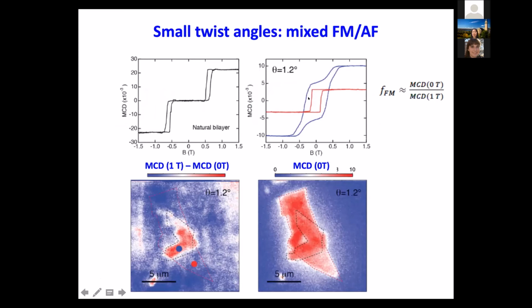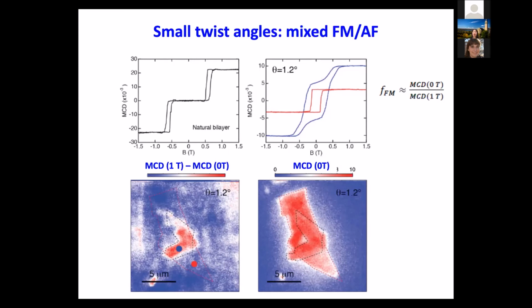It's kind of a mixture of the two, because you see here, there's this spin flip transition, but then we have remnant magnetization at the zero field. So this looks like we have a combination of ferromagnet and antiferromagnet.